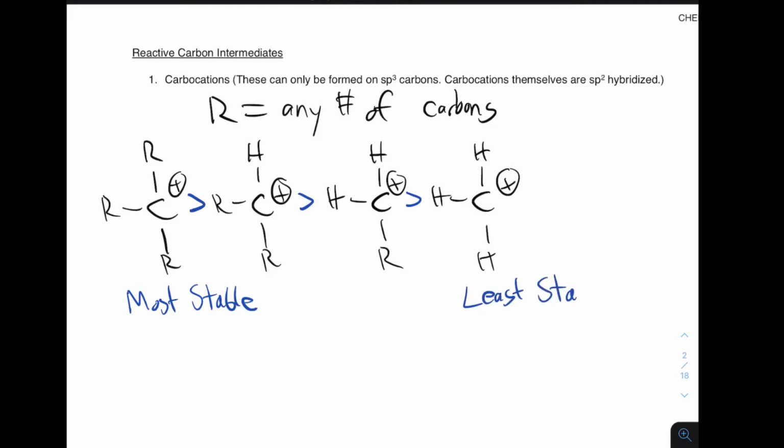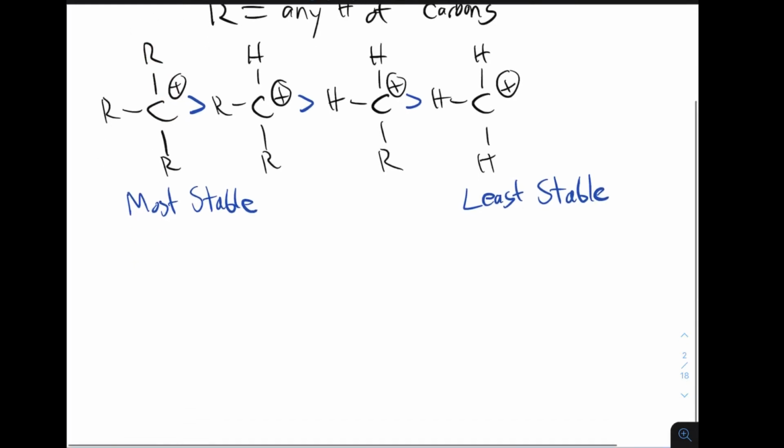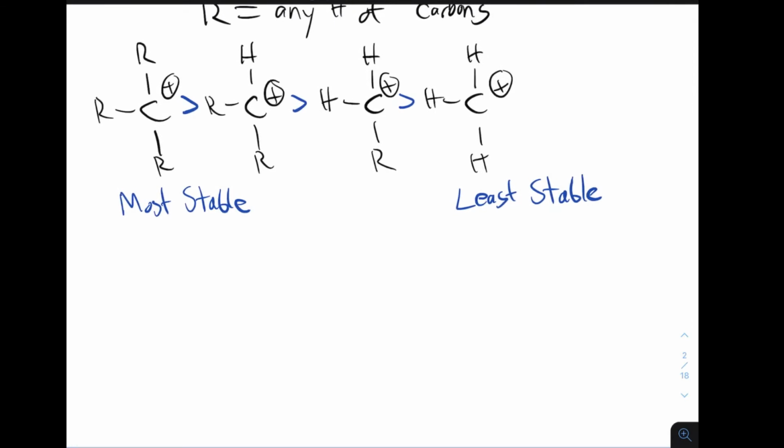Now, why is that? It's good enough that we can just say, okay, when there are more carbons attached to a carbocation, it is more stable. But there are a couple of different ways we can think about it. The first way, and let's just do a simple carbon with 3 CH3s attached to it, 3 methyl groups.